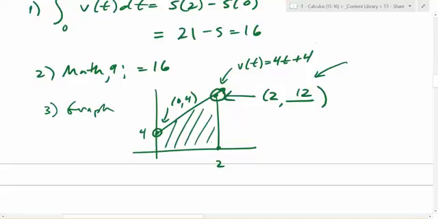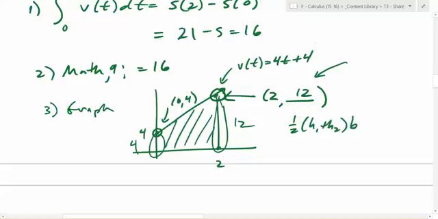Yeah, a rectangle and a triangle, absolutely. There's also a formula for a trapezoid like that. It's half of the two heights times the base. What's the height right here? 4. What's the height right there? 12. One half, I call it height 1 plus height 2, times the base.